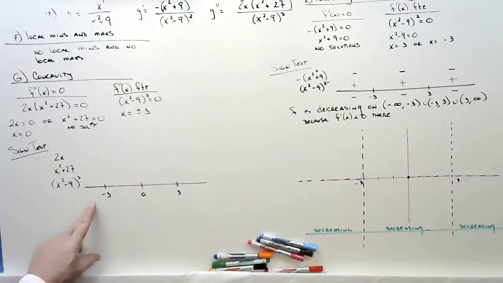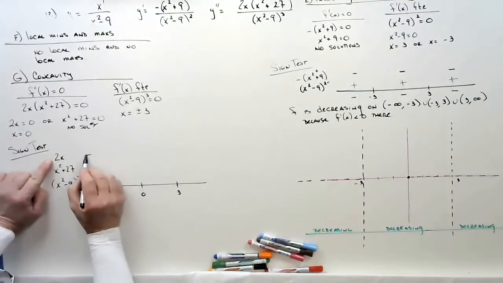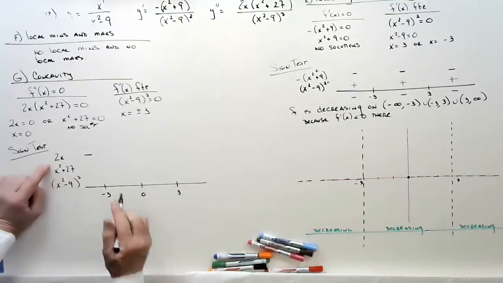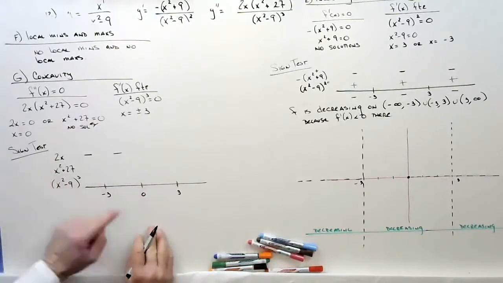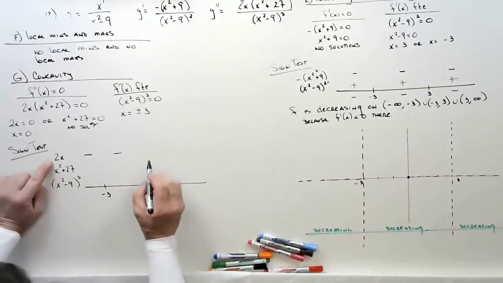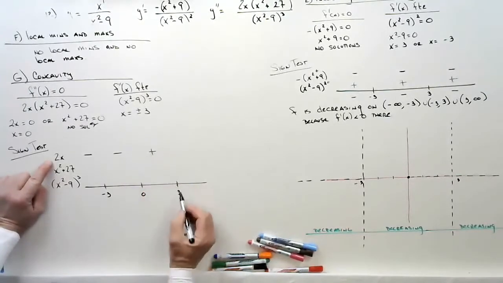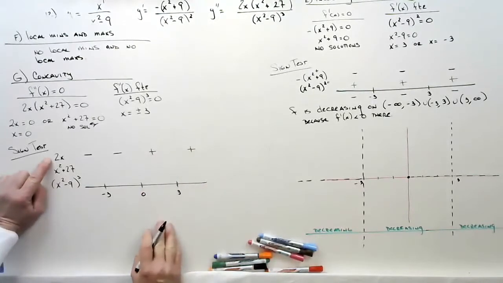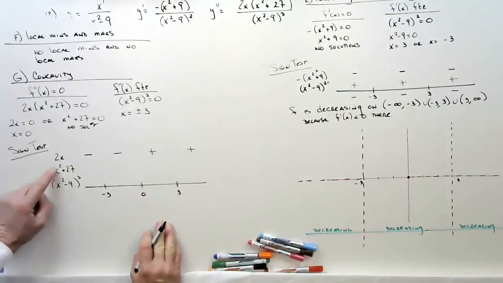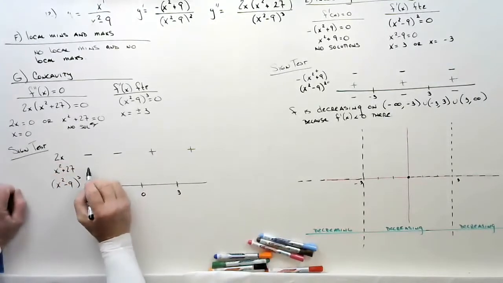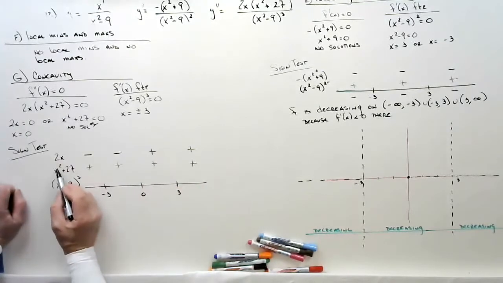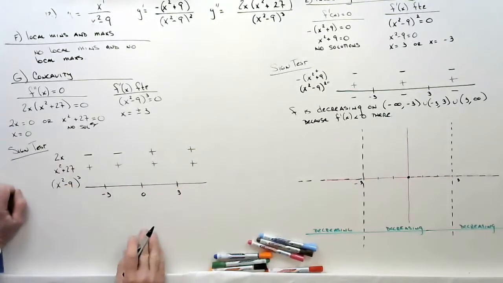I need a number smaller than -3, so I'll take -4. -4 times 2 is negative. I need a test point in here. I'm going to choose -1. -1 times 2, negative. In here, I'm going to choose 1. 1 times 2, positive. In here, I'm going to pick a number bigger than 3, 4. 4 times 2, positive. Now, what about x squared plus 27? Well, that's positive everywhere. When I square my x, I get a positive. When I add 27, positive.